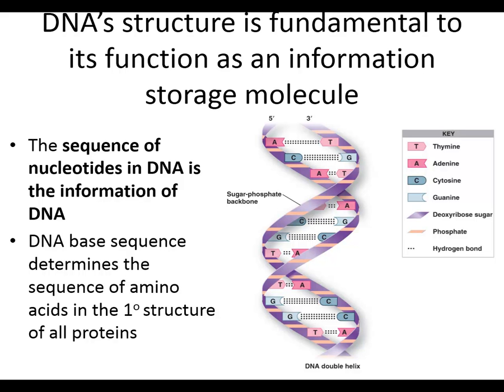DNA's structure is fundamental to its function as an information storage molecule. We'll talk about this more in Chapter 8. But basically, if we're storing information, we're storing it as sequences of A, C, G's, and T's as we go down one side of a DNA double helix. Do you see that? What holds the two strands together, the A with the T and the C with the G? What are these little dots here? Those are hydrogen bonds, right?